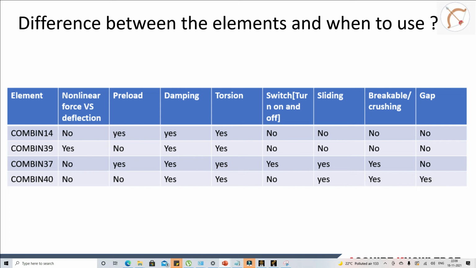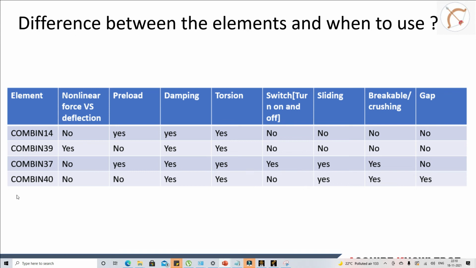Torsion capability is there for all the elements. Switch on, switch off is only available for your combin 37 elements. For other elements we cannot switch on, switch off; we have to use the e-kill feature. Sliding is something where, based upon your sliding force, we can mimic the frictional behavior. That is only available for your combin 37 and combin 40 element. Breakable or crushing feature is again available only for 37 and 40. Gap feature is only available for the combin 40 element.